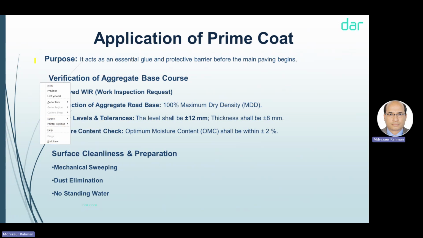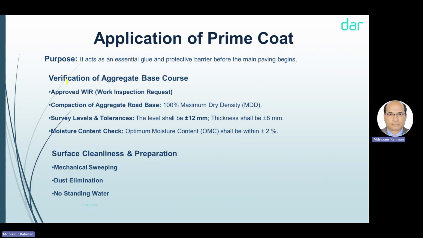Okay, so the purpose of the prime coat: it acts as an essential glue, that means bonding, and a protective barrier before the main paving begins. The moisture should not go up and attack the asphalt. This is one purpose, and the second is bonding.